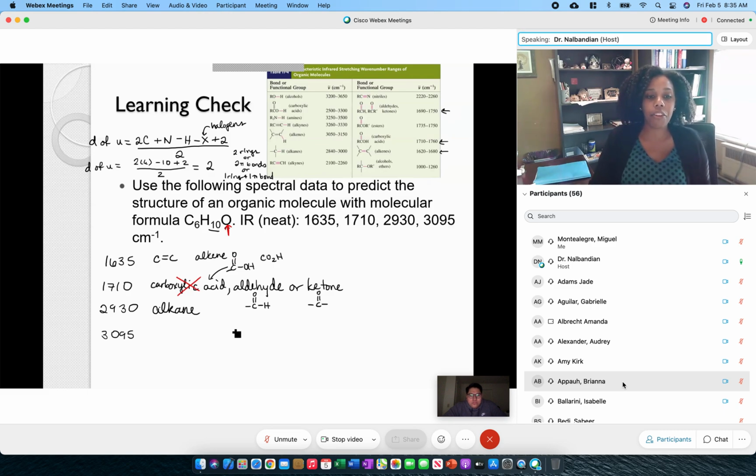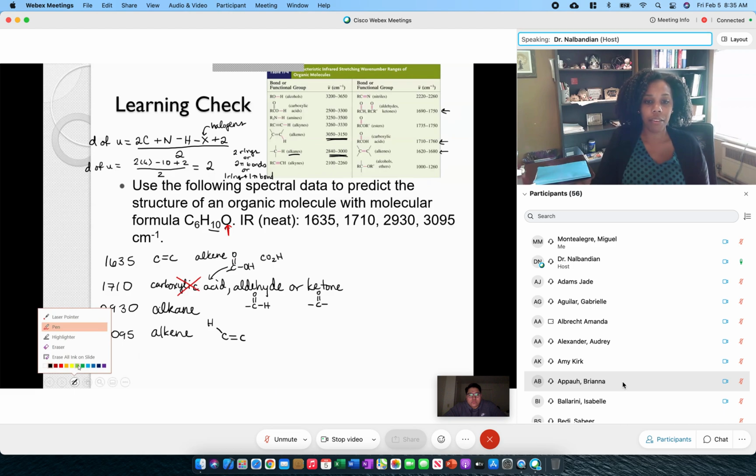And then we have 3095. So we said right below 3000, that's our alkane. So right below 3000 alkane, right above 3000, that's our alkene. So this is right above 3000. So we have the alkene. But what kind of alkene is it? It's really the carbon-carbon double bond, but there's a hydrogen there. It's that portion of the alkene. It's the carbon-hydrogen of the double bond.